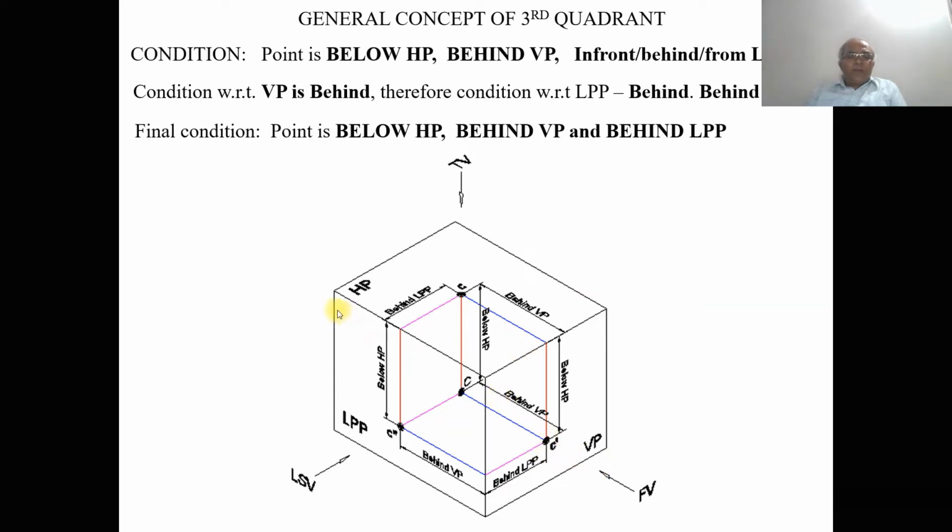So this is the three-dimensional analysis of the point in the third quadrant. Now we cut it here and rotate the horizontal plane to the top and the left profile plane to the left side.